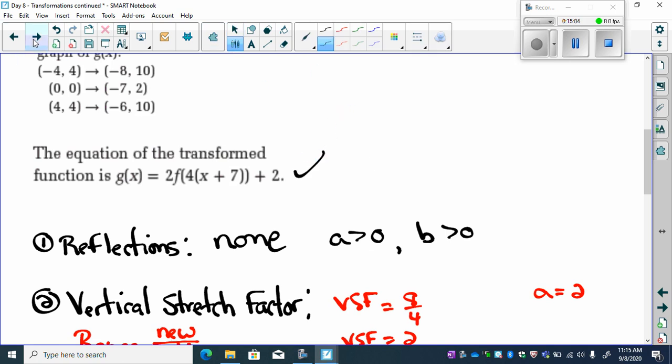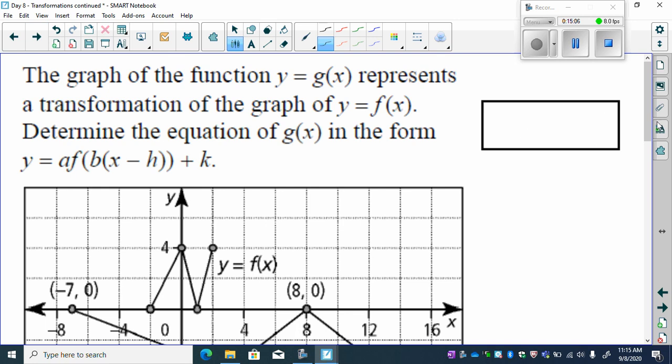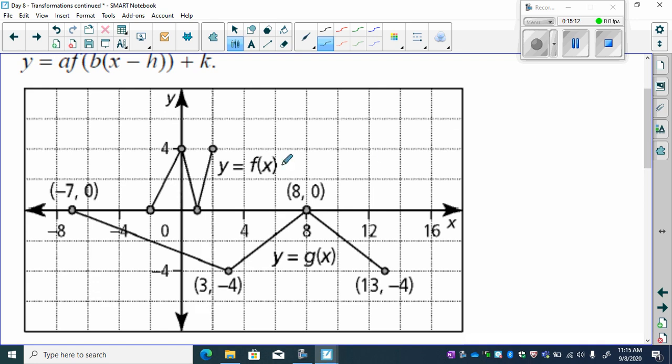All right, I'll do one more example. With this one, same job, determine the equation of g of x. So first of all, identify which one's the original and which one's the transform. Well, here's g of x down here. And I'm going to color code these points. This point goes with this one.